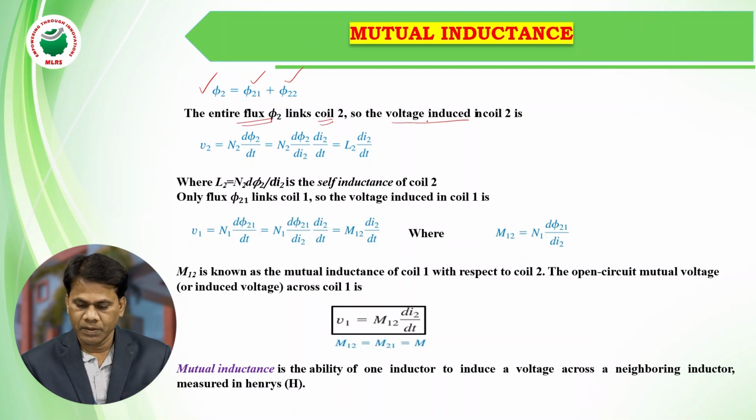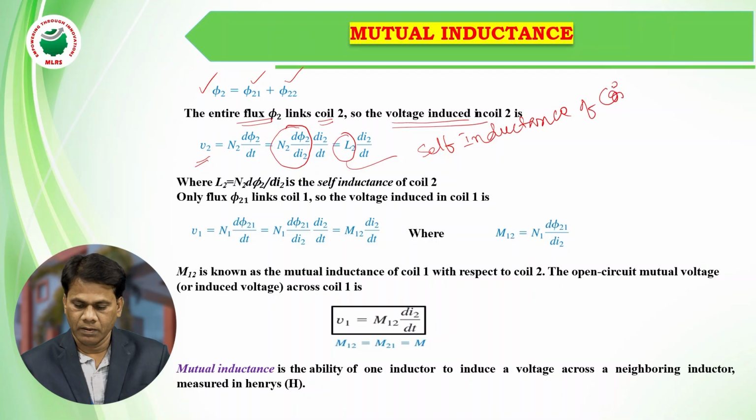So the voltage induced in coil 2, according to Faraday's law, V2, is given by the number of turns in coil 2, N2 d phi 2 by dt. This can be written as N2 d phi 2 by di2 times di2 by dt. The constant of proportionality is given by the inductance of the coil, that is, the self-inductance of coil 2.